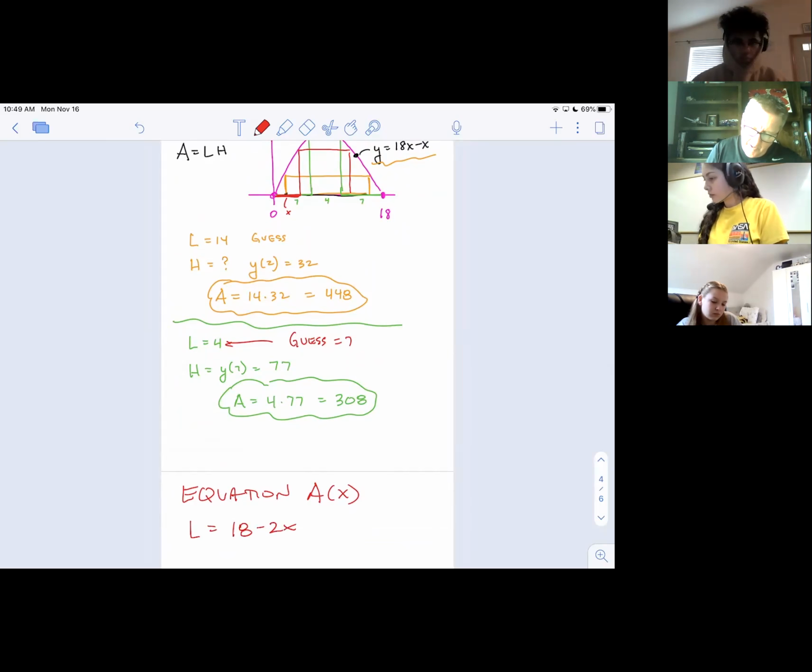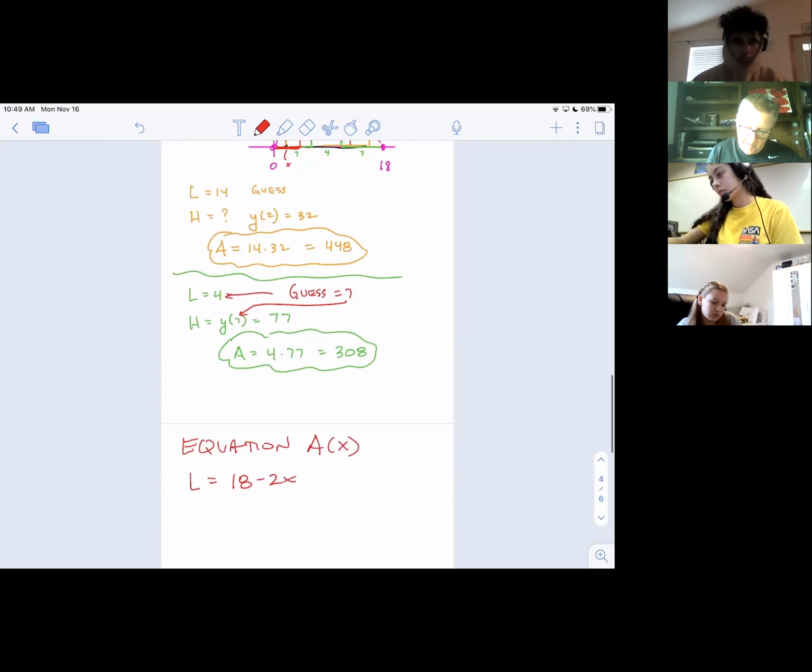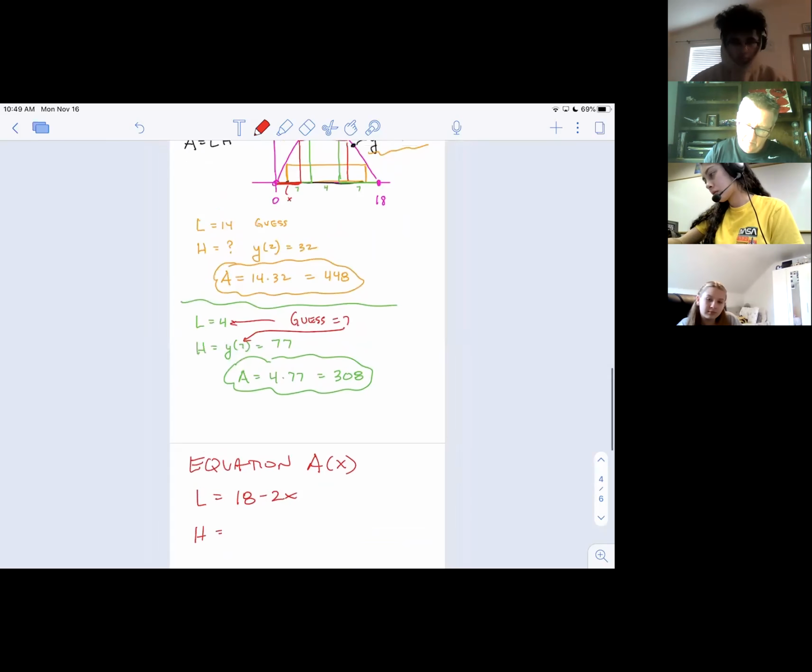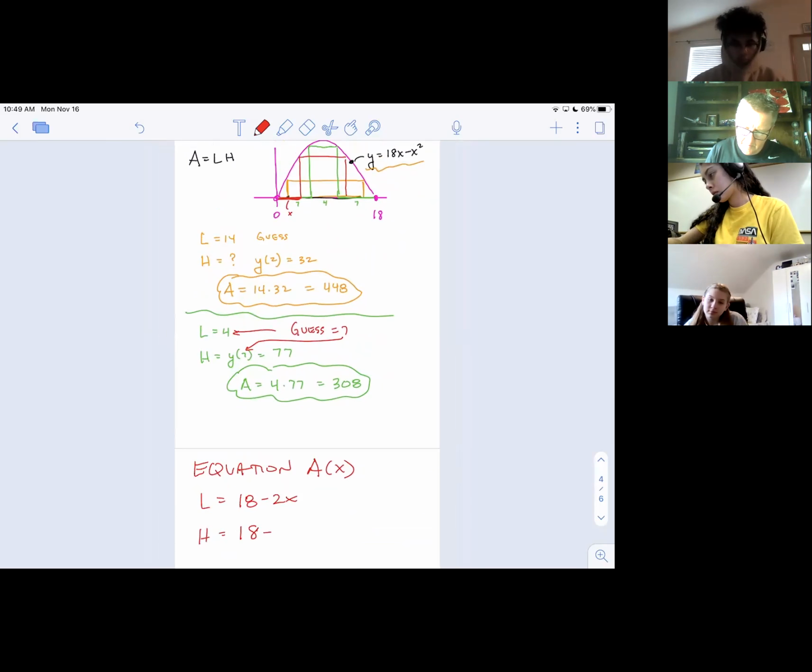And then I got my height by just plugging 7 into the equation. Well, in this case, my height is just x plugged into the equation. So since the equation was 18 minus 18x minus x squared. So now I actually have expressions for both of those statements. I have equations for both of those statements.